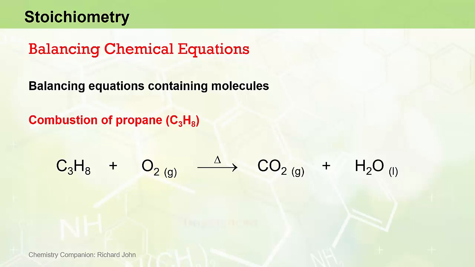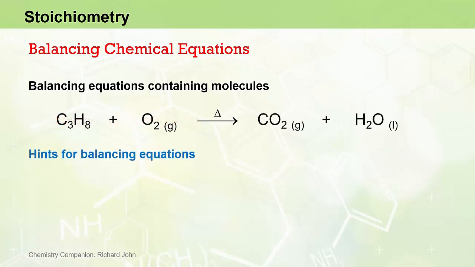And at the moment, this equation is unbalanced, and we need to balance the equation by finding the appropriate stoichiometric coefficients to place at the front of each of these substances. It's unbalanced because we have 3 carbon atoms on the left-hand side here and only 1 carbon atom on the right-hand side. We have 8 hydrogen atoms on the left-hand side here and only 2 hydrogen atoms on the right-hand side. And at the moment, we have 2 oxygen atoms on the left-hand side and a total of 3 oxygen atoms on the right-hand side.